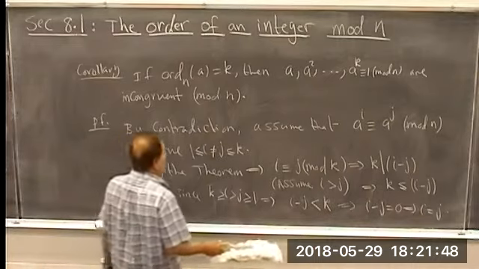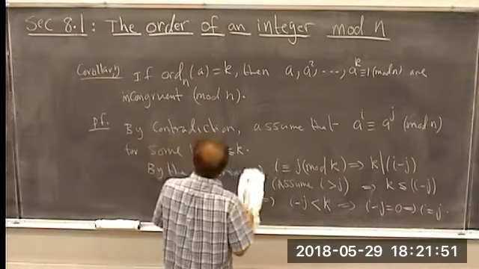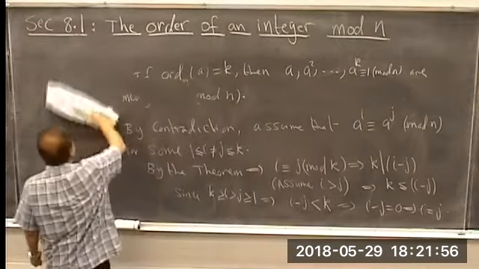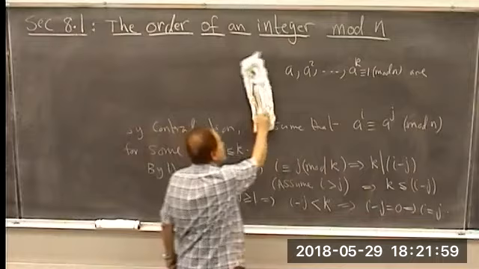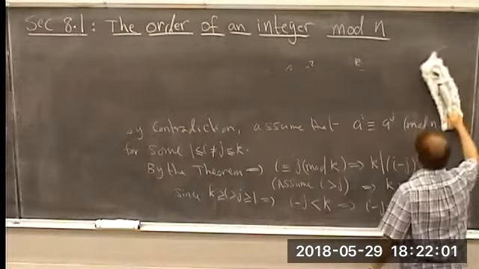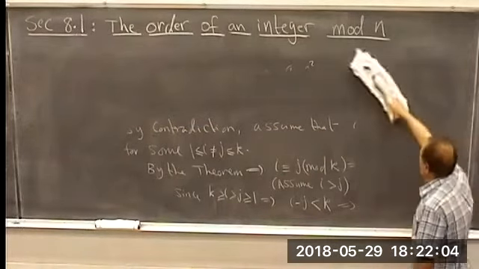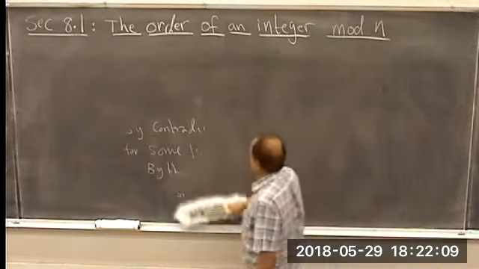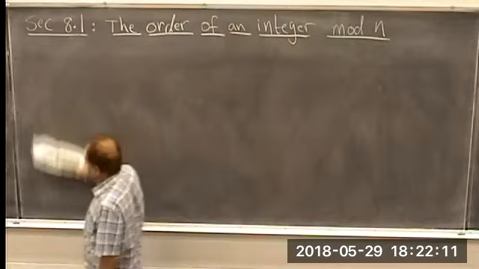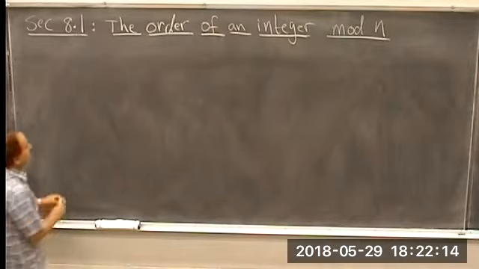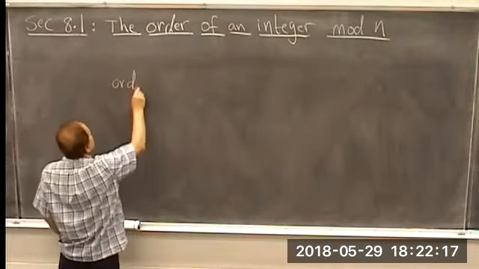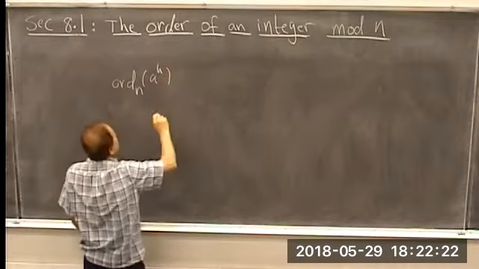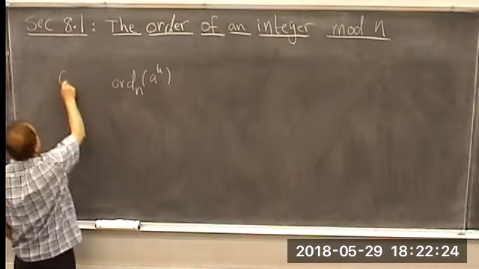Next here, there is this relationship between the order of A and the powers. The question might be asked: is there any relationship between the order of A and the order of powers of A? Since these are related in some sense, suppose I want to find the order of A to some power.